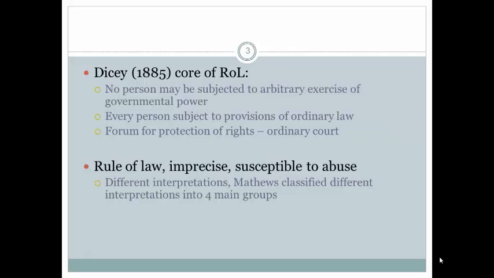So, given this background of uncertainty and perhaps some fluidity regarding the concept of the rule of law, Professor Matthews categorized the different theories into four sets. And he said, if you look at people's understanding of the rule of law, it is quite evident that some people have a minimalist approach and some people want the rule of law to mean quite a lot.